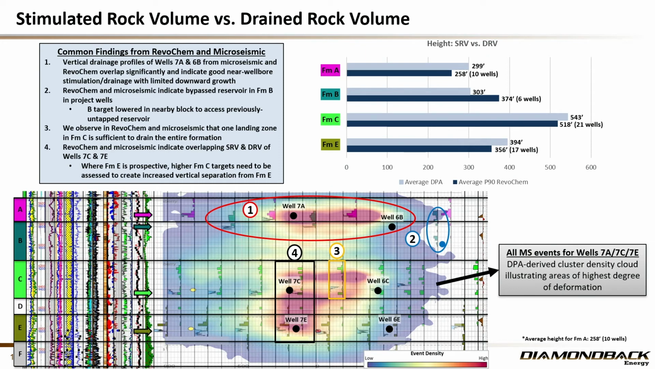Point 3, we observe in both data sets that one landing zone is sufficient to drain the entire C formation. However, point 4 outlines how both data sets indicate overlapping stimulated rock volume and drainage rock volume. So where formation E is prospective, we definitely need to move that formation C target up if the petrophysics supports that.